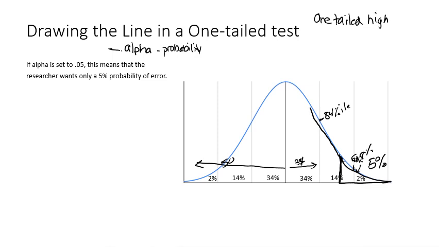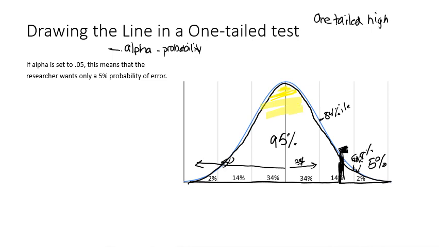And 95% will be in here. And so if alpha was set to 0.05 in a one-tailed high test, the cutoff point would be whatever z-score corresponds with this point right here. What we call the fail region, that makes the researcher unhappy, will fall within this broad general area in the center.